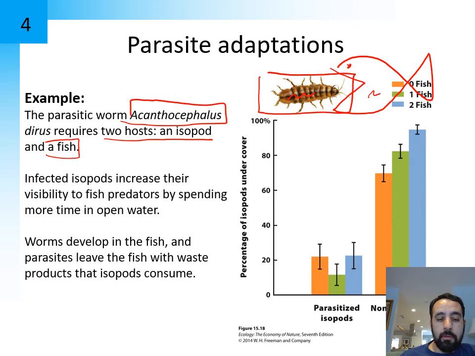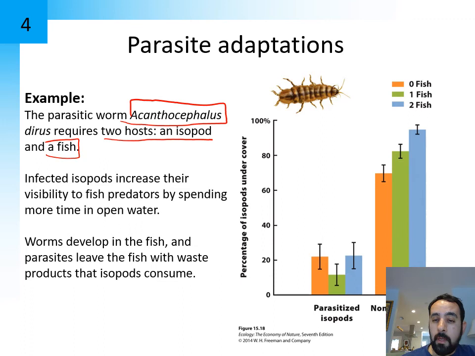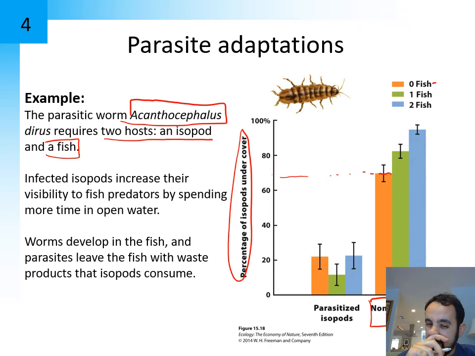But what is interesting is how this actually changes the mentality of the isopod. The isopods that are not parasitized know how to assess risk really well. If there are zero fish, they spend roughly 70% of their time undercover. If there's one fish, they spend about 80%, and if there are two fish, they spend more than 95% of their time undercover. So once they don't have the worm, they know how to assess the risk of predation and do something to protect themselves.